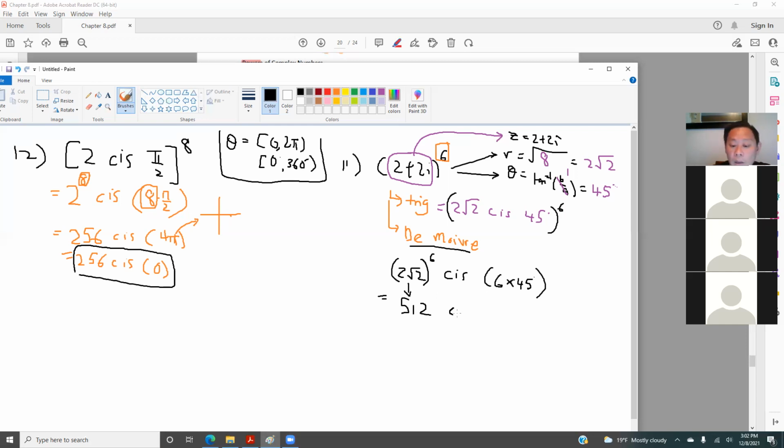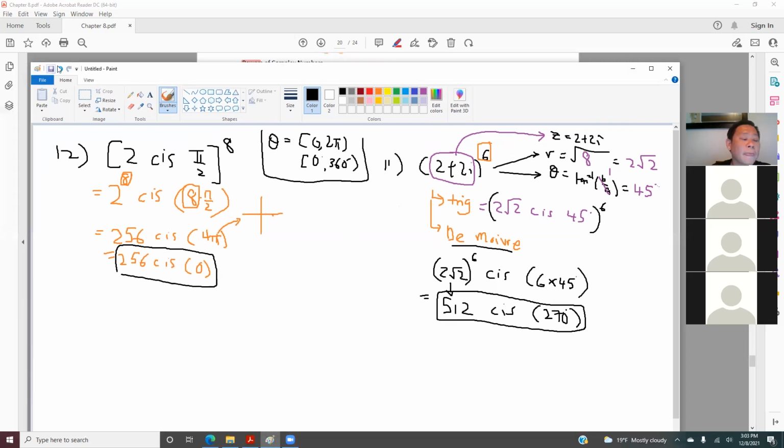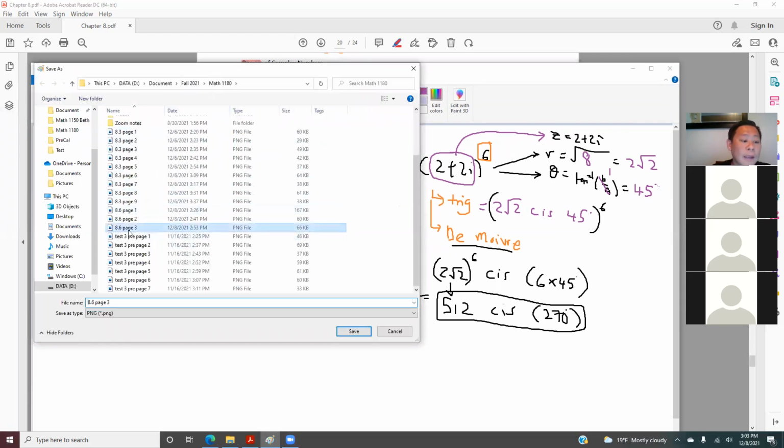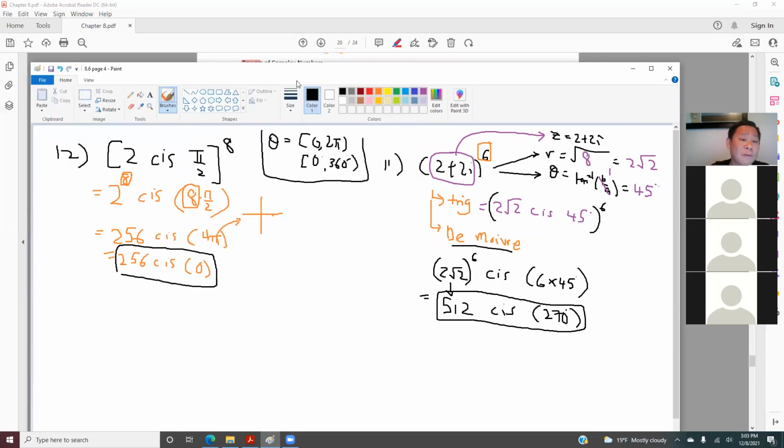Okay. Do you guys know how to use your calculator to do this? 6 times 45 will be 270. Do you guys know how to use your calculator to do 2 root 2 to the power of 6? Yeah. Okay, 512, right? So again, class, make sure you're allowed to use your calculator here. Make sure you know how to use your calculator.